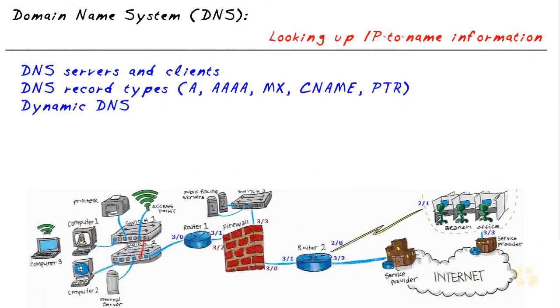In this nugget, we've taken a look at the world of DNS, Domain Name System, which is the magic by which a name, a common name, a friendly name, like google.com, can be resolved into an IP address.